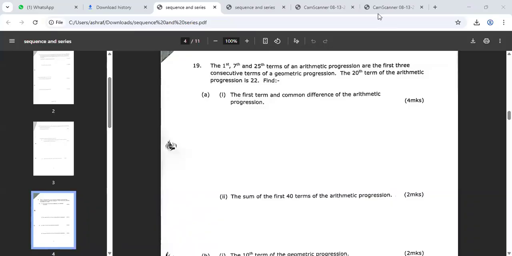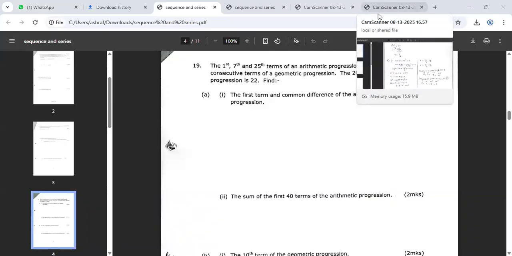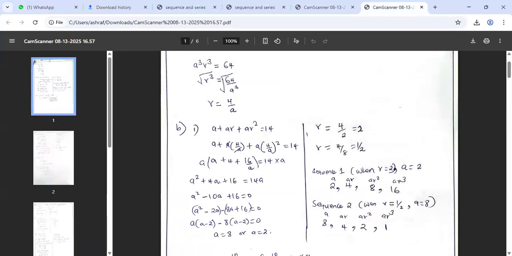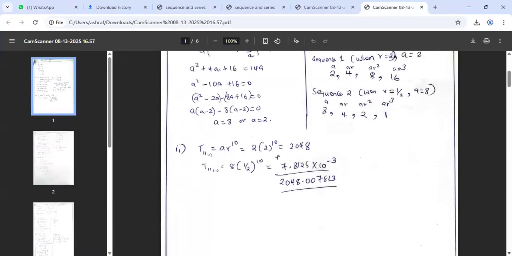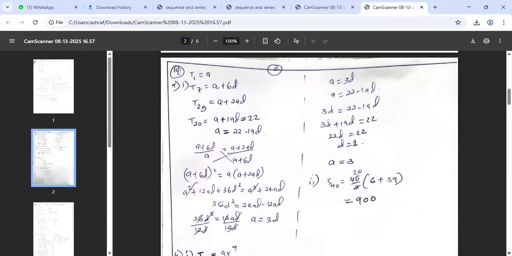The 7th and 25th. So you start first of all by writing those terms. So I'll just show you what I have done. I've started by writing down the terms. T1, that is the first term, is A. Then the 7th term, T7, is A plus 6D. And then T25 is A plus 24D. Then we also have T20, A plus 19D, and we've been given the value of T20 as 22.